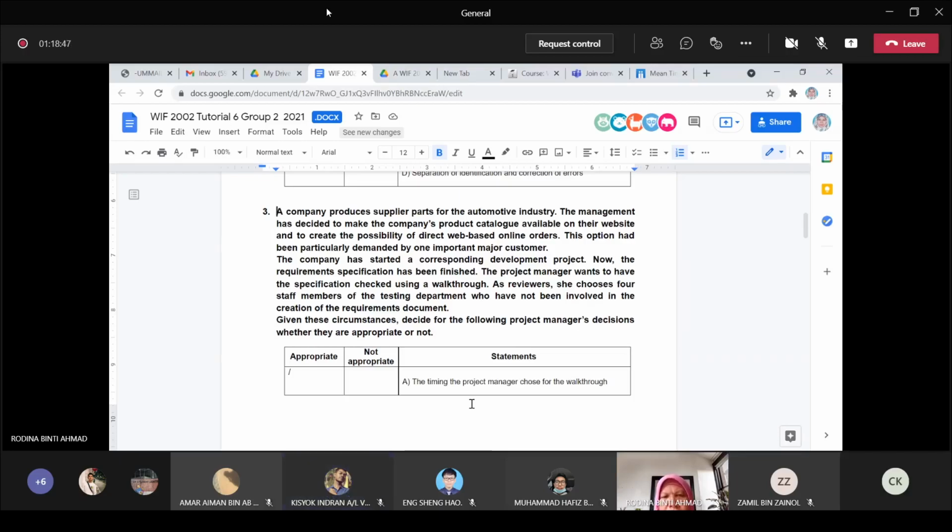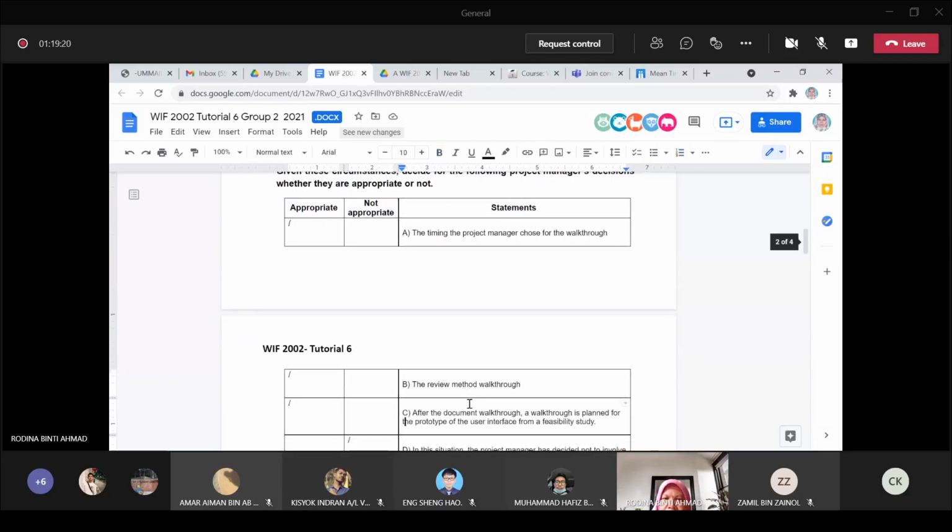Thank you, Kishore. So the first one, the statement says the timing the project manager chose for the walkthrough. Is it appropriate or not? At this time, after they finish their specification, is it appropriate to do the walkthrough? You said appropriate. Yes, basically, of course, this is a good timing. After you finish, you need to find out if there are any errors, any loopholes, anything that is missing from the requirements document, or the requirement specification. So this is the appropriate time, as you just finished the requirement specification. So I will agree with you.